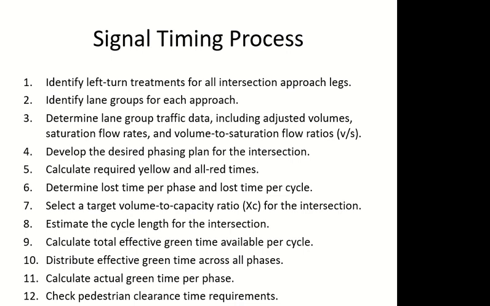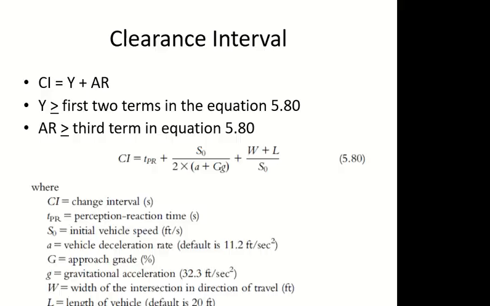These are the steps which are followed, starting with the checking of the left turn, then the lane groups, then saturation flow rate, V by S ratio, then phasing plan, yellow and all red time, lost time per phase and the cycle, selection of volume capacity ratio design, and cycle length, then effective green, then dividing the effective green, then calculating the actual green, and then the pedestrian check.